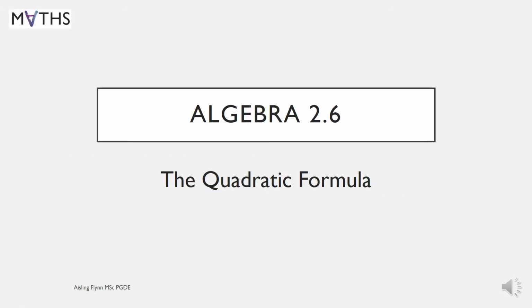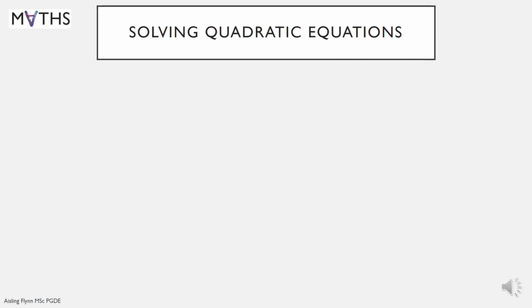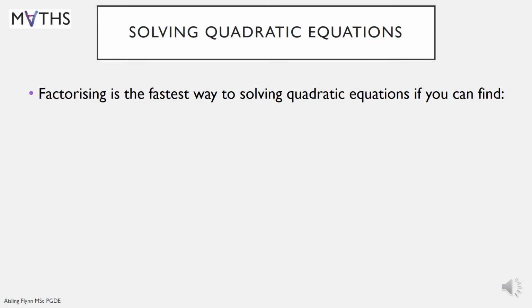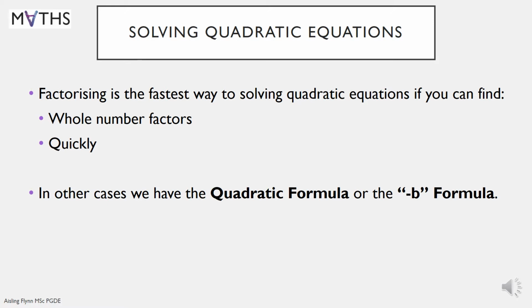This is Algebra 2.6, the quadratic formula. Solving quadratic equations: factorizing is the fastest way to solve quadratic equations if you can find whole number factors and if you can find them quickly. So definitely factorizing would be the first choice. However, in other cases we have the quadratic formula, or what we often call the minus b formula. This is what it looks like.